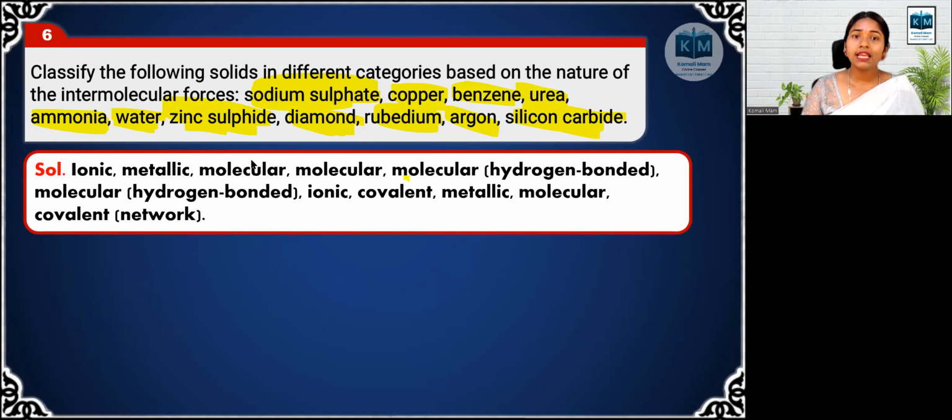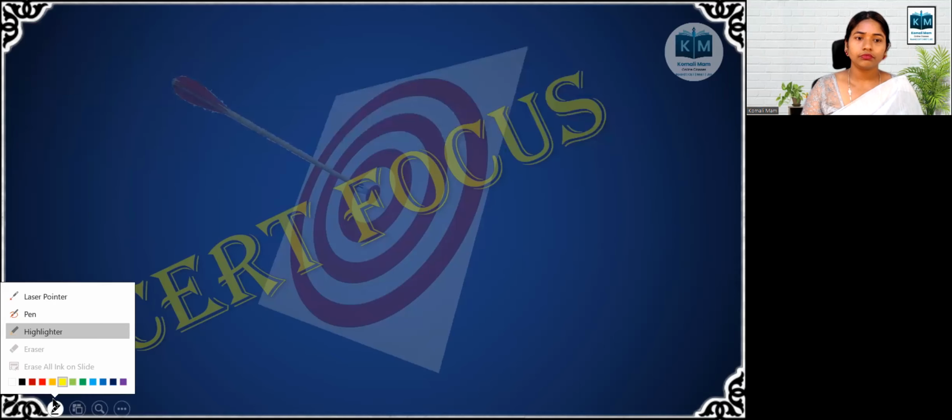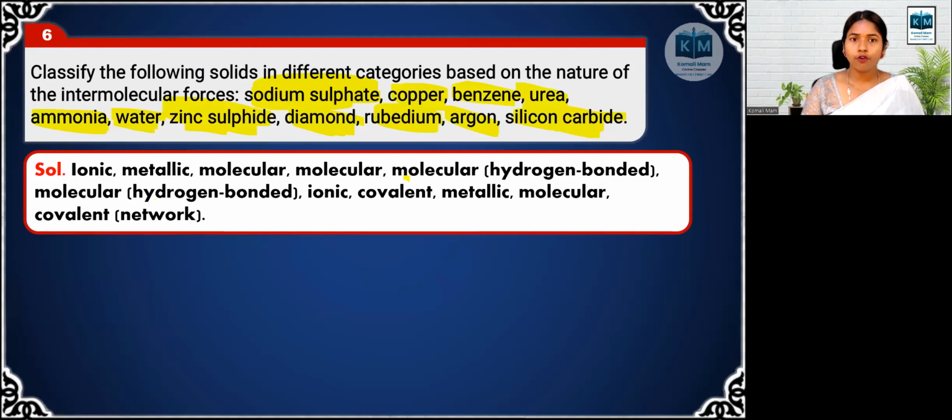Ionic, metallic, which one is ionic? Na2SO4. Na2SO4 is ionic. Next, copper, see, metallic. Copper is metallic.